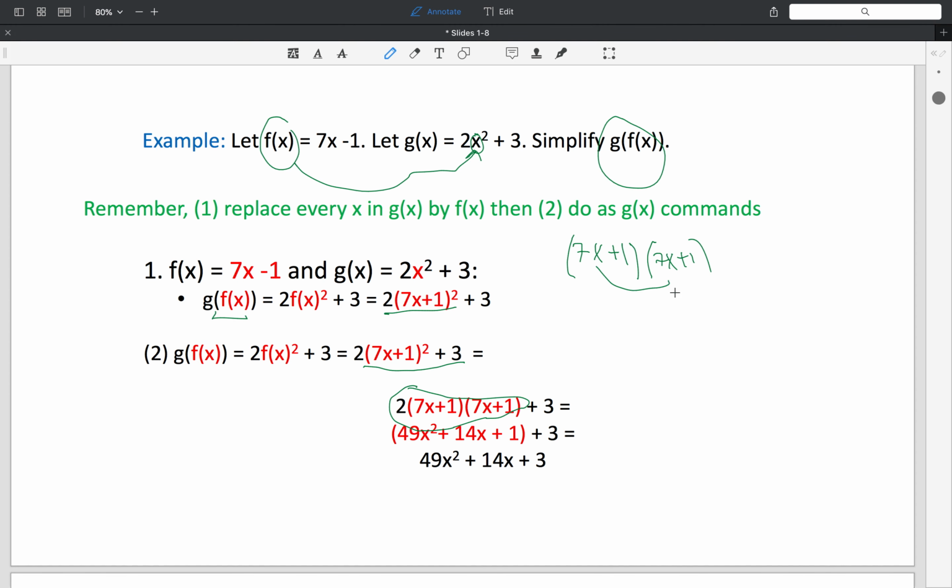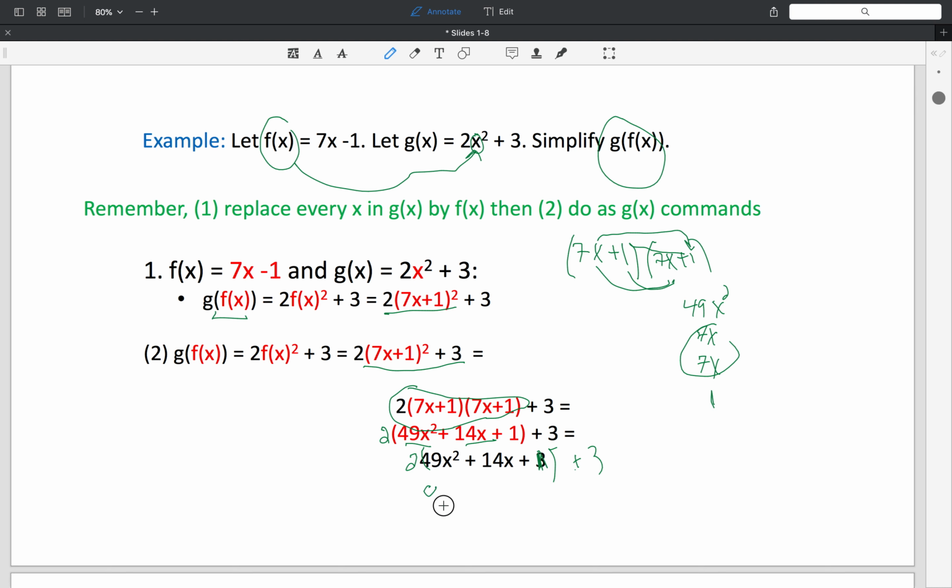And that's the first thing I do, so I get 49x squared. Then I take 7x and multiply it by that 1. Then I take 1 and multiply it by that 7x, which is another 7x. And then 1 times 1. And that's 1. So I add all this together, and I get 49x squared plus 14x plus 1. And I forgot that we put the 2 here. So I need to multiply 2 by that. Should be a 1. And then add 3.